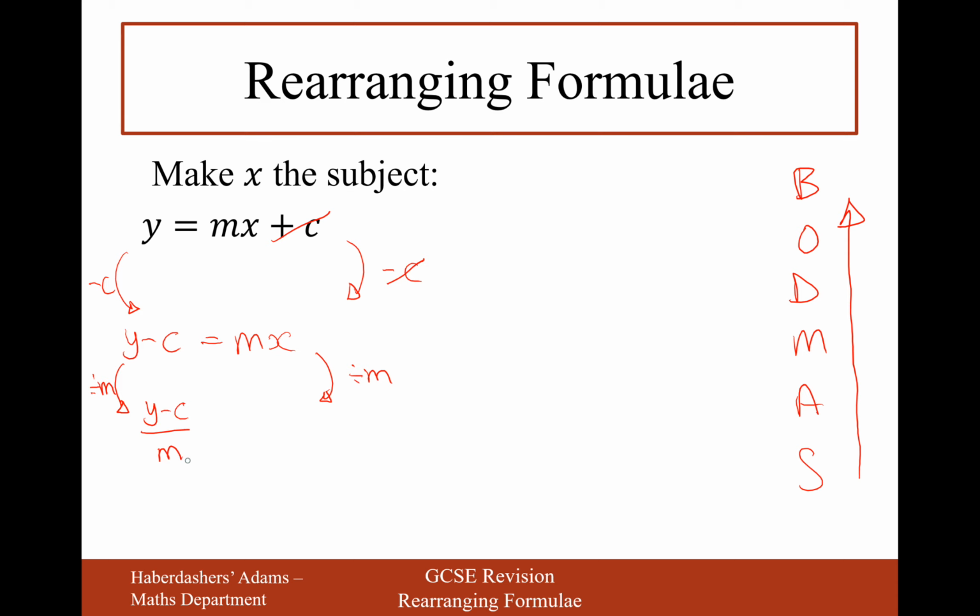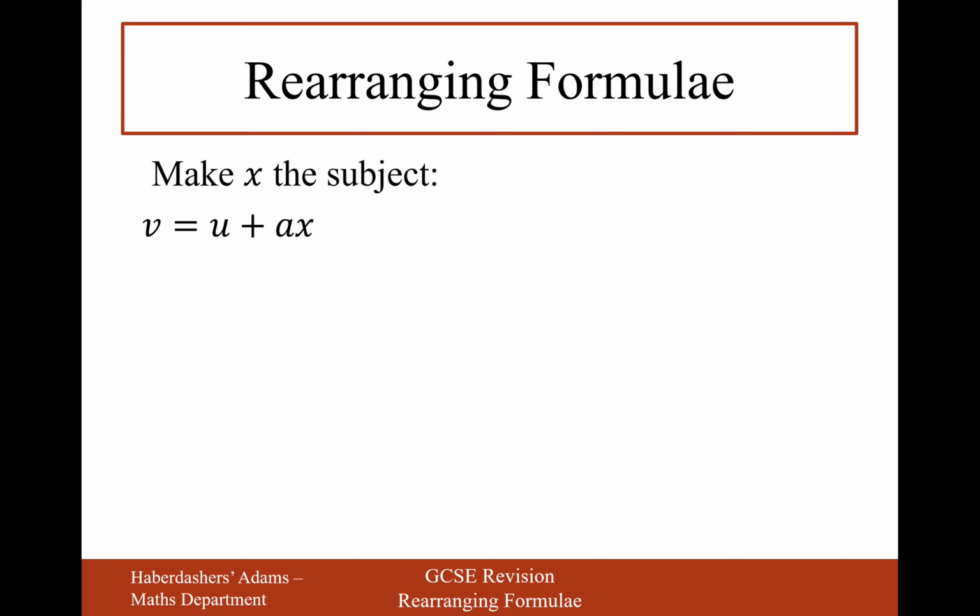The way we're going to write that as a formula is, instead of a divide by symbol, I'm going to use a fraction symbol where it's divide by M, because fractions are basically dividing by the denominator. So it's Y minus C over M equals X. And there we are, that's the answer to this question. What I mean by make X the subject is make it so that it's X equals and then something else, with all the other letters and numbers on the other side. Let's move on to the next question.